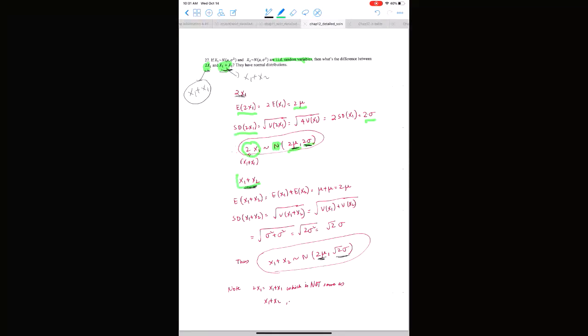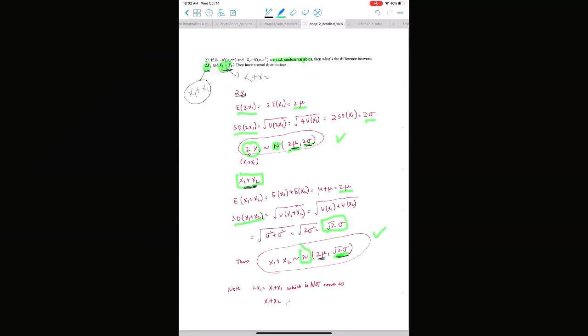Whereas I have x1 plus x2, what shall be the distribution? It shall be normally distributed. What is the mean and the variance? The mean is the expected value of this, which is 2 mu. What is the standard deviation? Which is the standard deviation of this random variable, which is square root of 2 sigma, and that's what I have here. So the first random variable has mean 2 mu and standard deviation 2 sigma, and the second random variable has mean 2 mu and standard deviation square root of 2 sigma. So that is the difference between these two random variables.